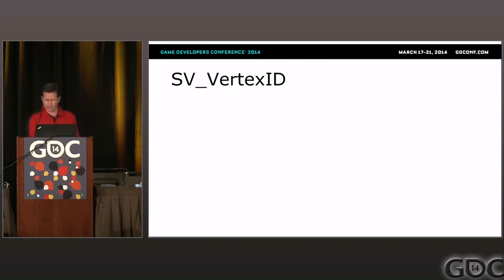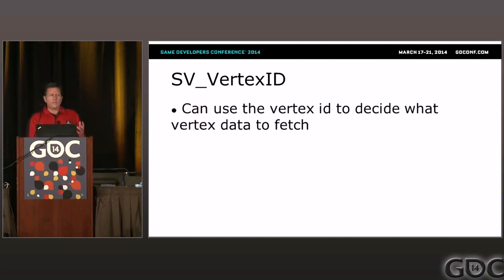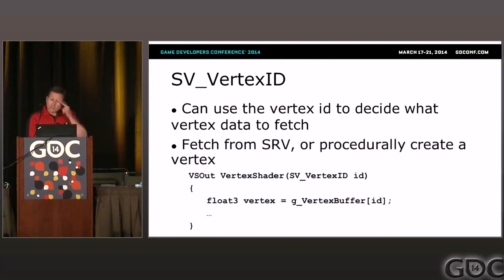So first of all, the vertex ID. One of the things you can use the vertex ID for is to decide which vertex is currently being worked on by the vertex shader. So here's an example where it's using that information to fetch from a bound shader resource view. As you can see, the vertex ID gets passed in as a parameter, and that tells the system that it needs to generate a vertex ID, which can be used in the shader program. And in this case, it's just using it to look up a vertex value in a buffer.